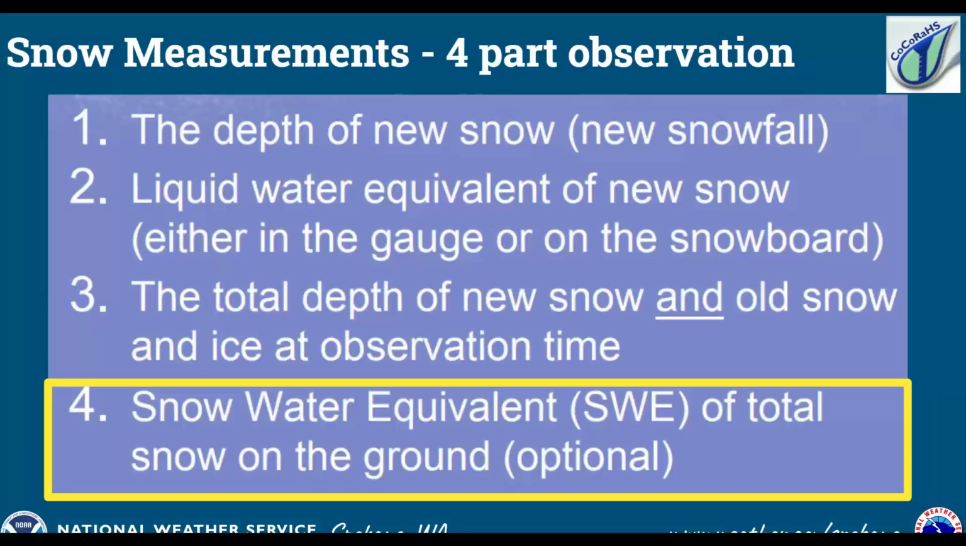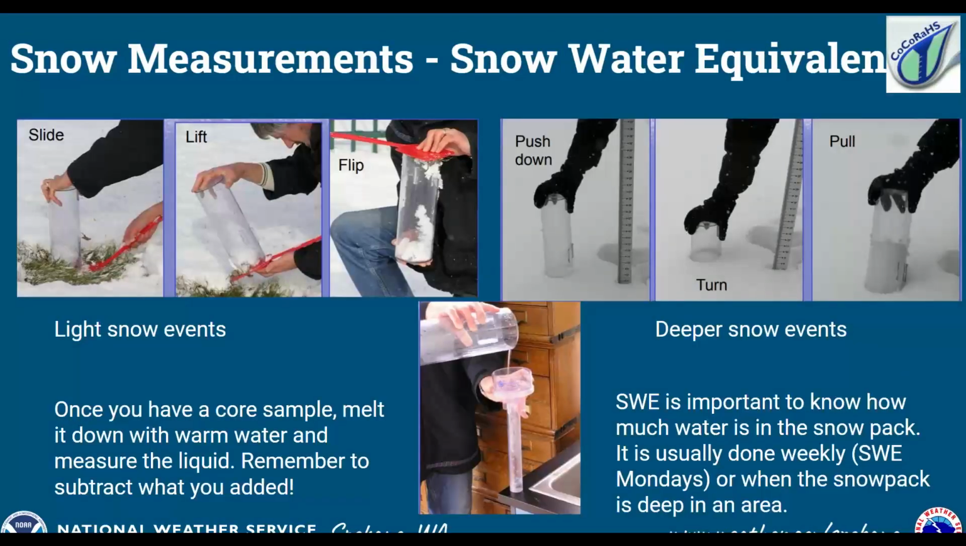So one more part to the observation. Number 4 is known as the snow water equivalent. And that is the amount of liquid of the total snow on the ground. Now, this is the SWE that I talked about. And typically, you don't have to do that every day because that can be very time consuming. But if you can do it weekly, that would be ideal to do.